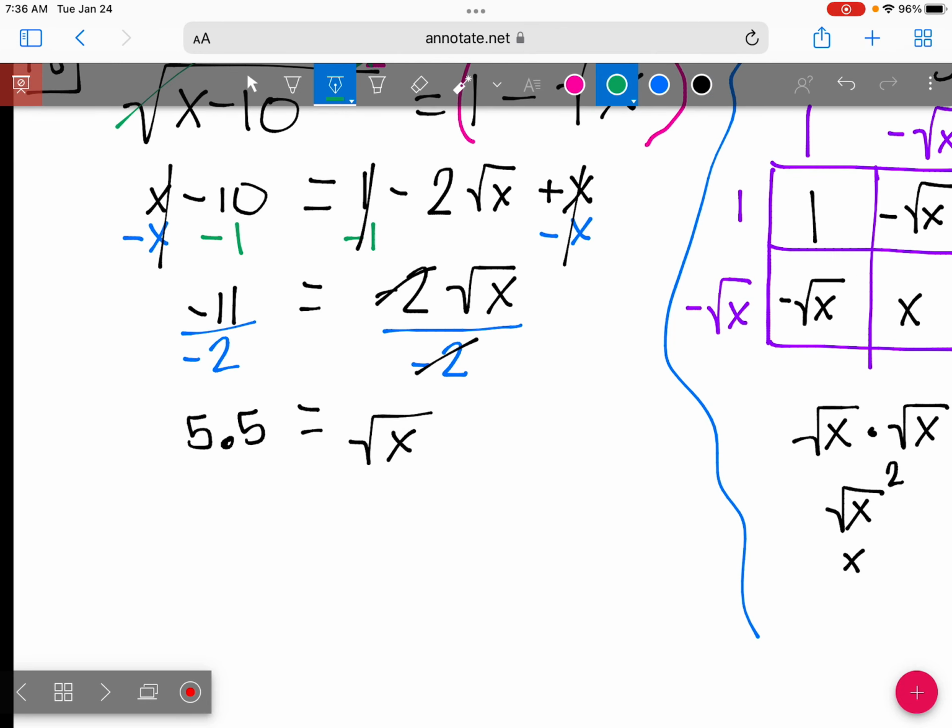So let's get that x by itself. We're almost done here. What do I do to unsquare root the x? Square it. So we have 5.5 squared, which you can put in the calculator and get 30.25, or you can take your 11 over 2 and square it and get 121 over 4. But that equals x.